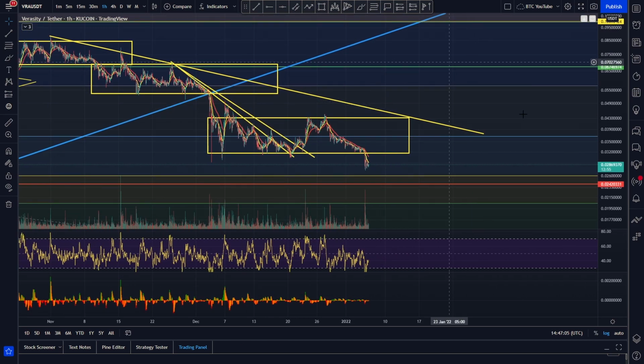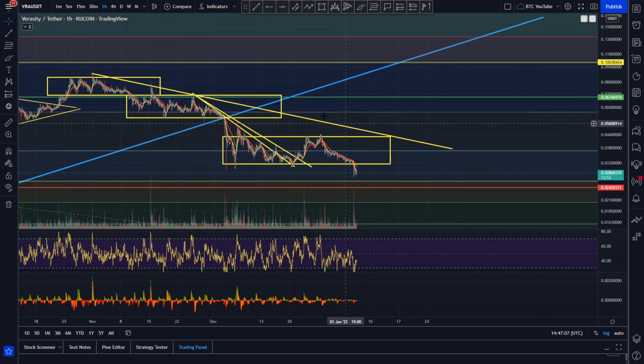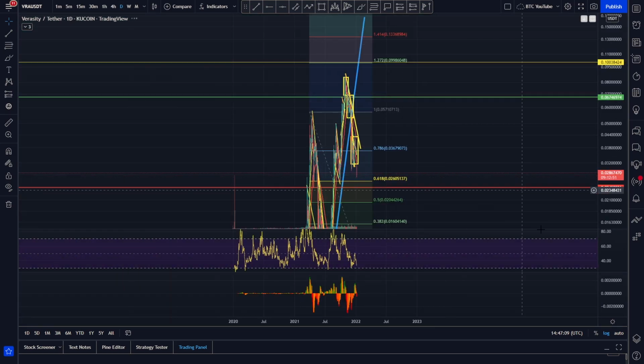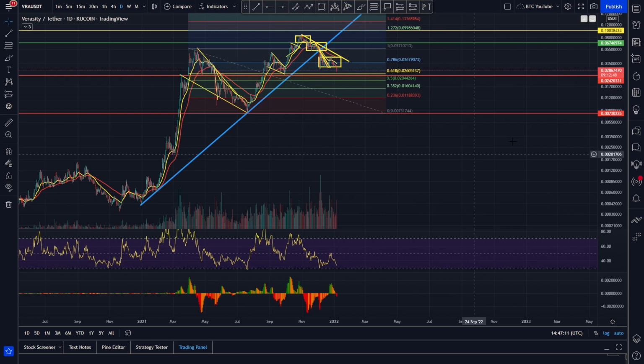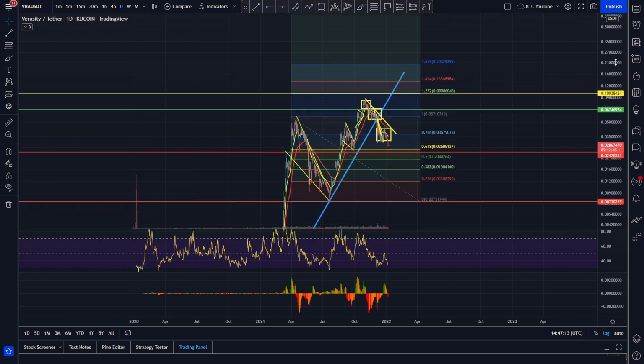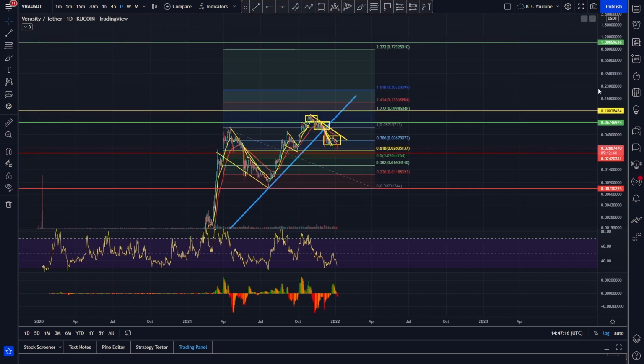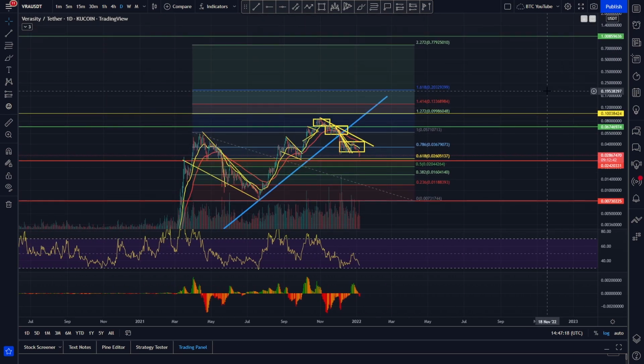So as we said, we do want to see Veracity coming back up, breaking some of these resistances. But overall, we're really bullish on Veracity. We think it's going to do exceptionally well really soon. And in our opinion, 50 cents to $1 this year in 2022 seems very likely.